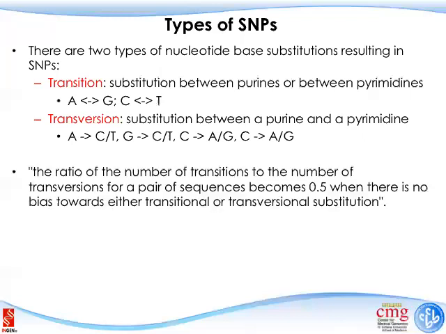And actually, it's very useful for us to look at the quality of our data. So look at this statement: the ratio of the number of transitions to the number of transversions for a pair of sequences. Let's say all the mutations are random. You can become anything. Then the ratio of transitions to transversions should be 0.5. Why is that? Because for transition, for one nucleotide, you only have one option to change to. While for transversion, you have two options. So if everything is random, this transition transversion ratio should be 0.5.